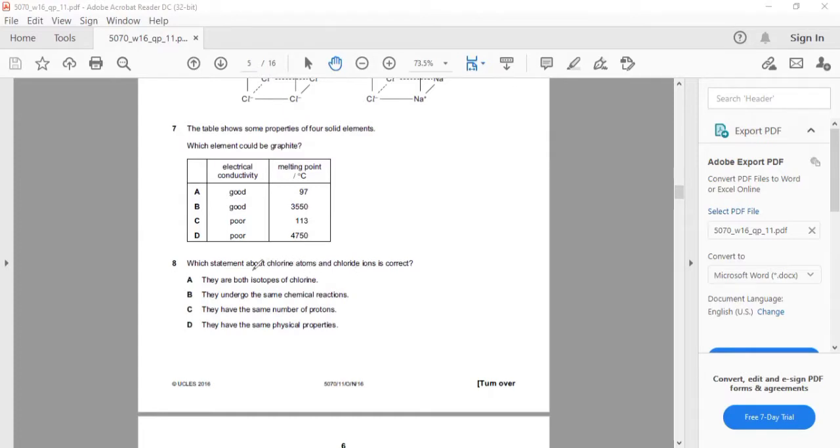Number 8 is about sodium chloride. Again about bonding, which is about chlorine atoms and chloride ion. Chlorine, chloride: 17 protons, 17 protons; 18 electrons, 18 electrons usually. So they have the same number of protons. Yes. When you get positive and negative charges, you don't have protons different. You always have the same protons if the element is the same. Okay.